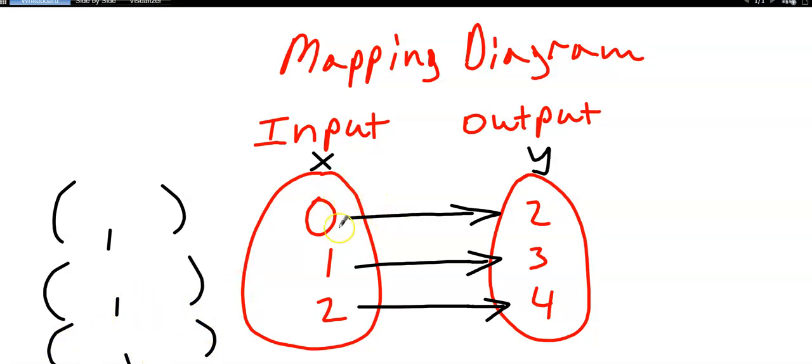using this mapping diagram. So the first value of x is 0. When x was 0, the output became 2. When x was 1, the output became 3. When x was 2, the output became 4.